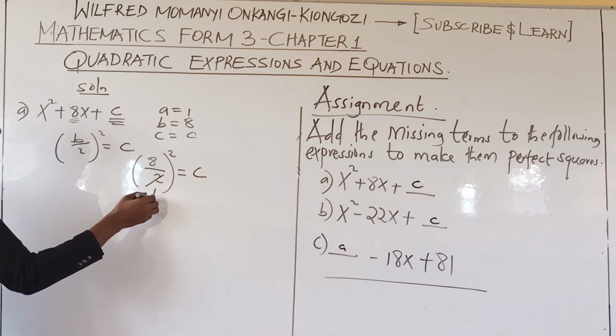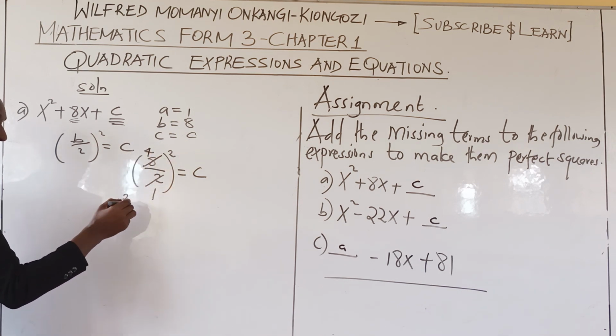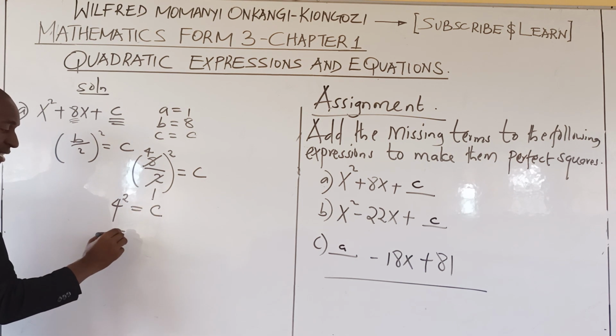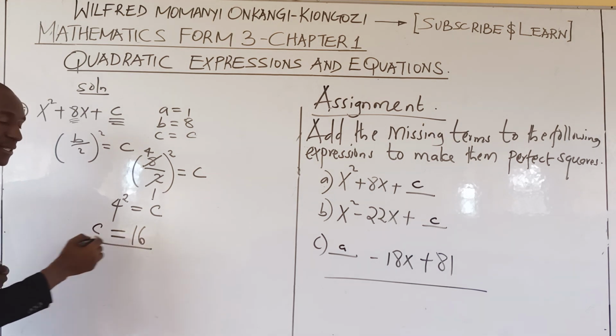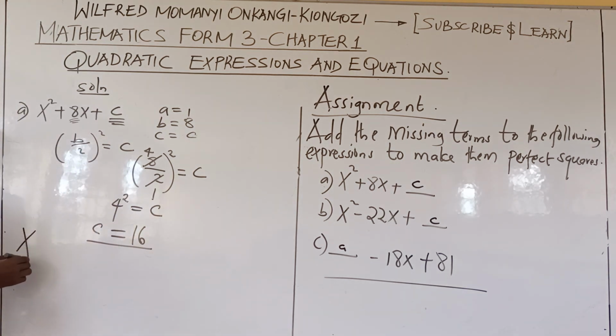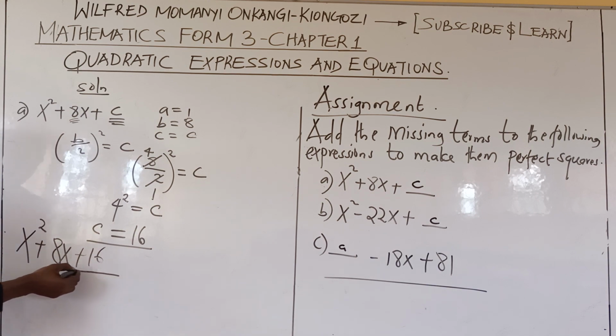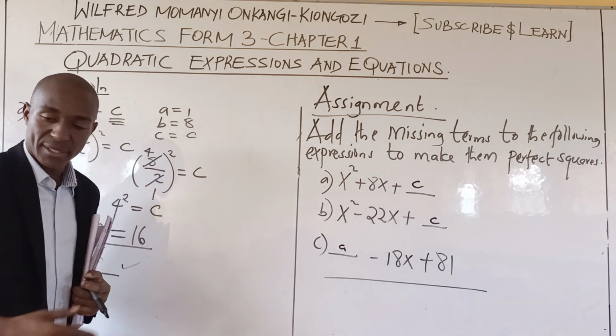Divide 8 by 2, you get 4. Then 4 squared is equal to c. That means 4 squared is 16, and that means our c is 16. Then we add it and write the expression correctly. x squared plus 8x plus 16 is our quadratic expression. We move to the next one. B.